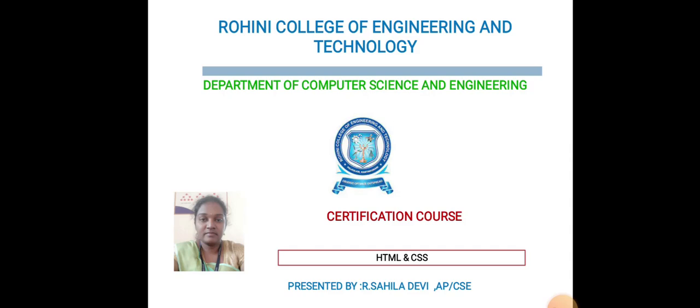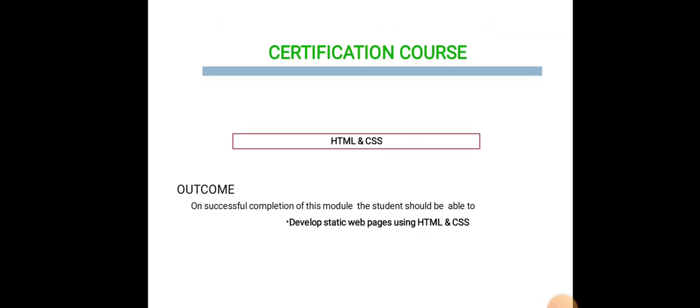Today, in the certification course HTML and CSS, we are going to discuss the introduction of HTML. So in the course of HTML and CSS, today we are going to discuss the introduction of HTML programming as well as CSS, that is Cascading Style Sheets. The outcome is, on successful completion of this module, the student should be able to develop static web pages using HTML and CSS.